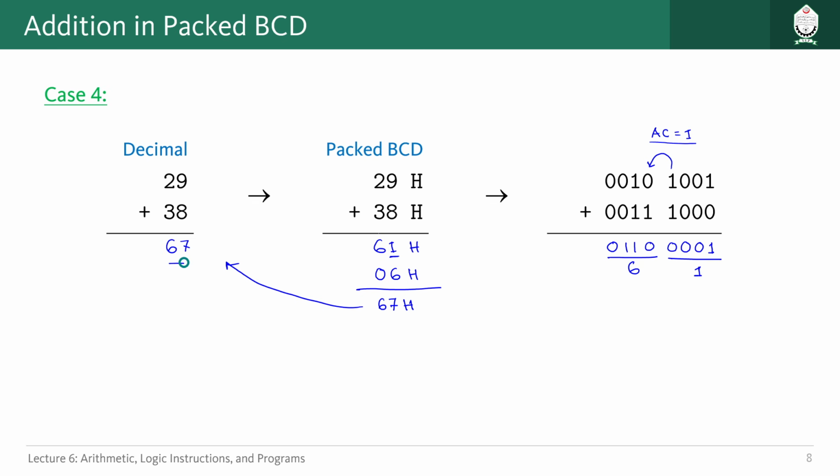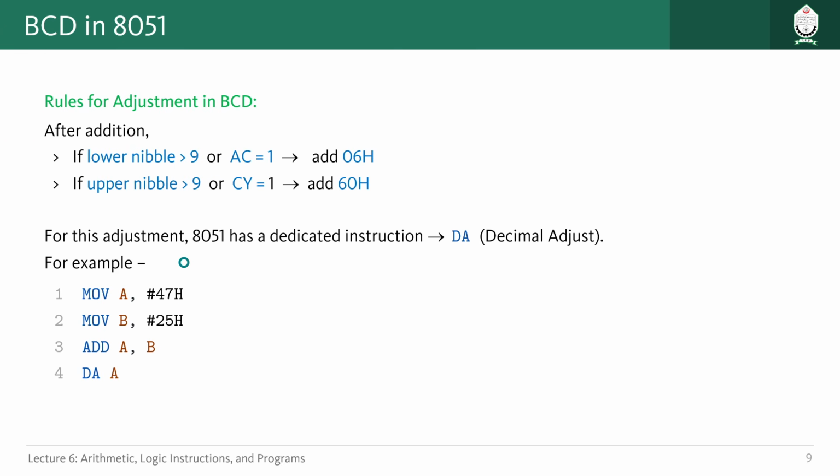So based on the cases we have seen here, can we form an algorithm for how to solve any kind of BCD addition, if there is any issue after addition? So the rule for adjustment in BCD is, after addition, if the lower nibble is greater than 9 or auxiliary carry is equal to 1, then we are going to add 06, like we have seen. And if the upper nibble is greater than 9, like A, B, C, D, something like that, or carry is equal to 1, then we are going to add 60H. That is the way we are going to solve that.